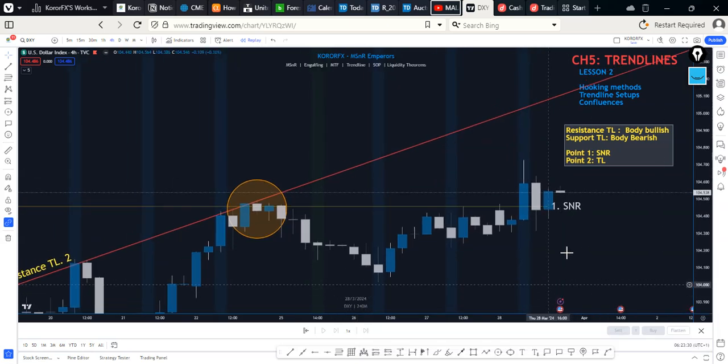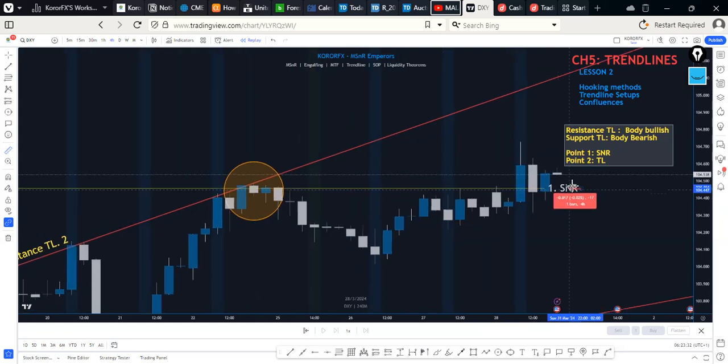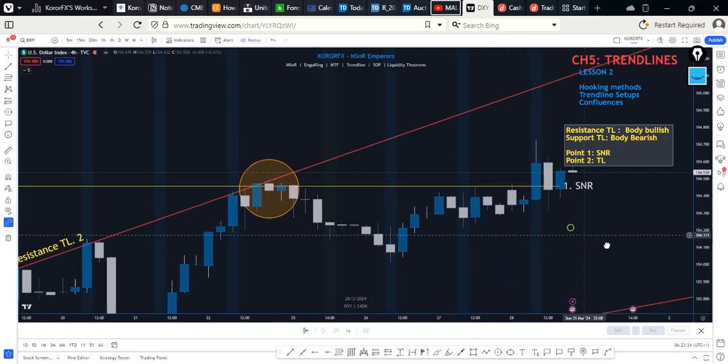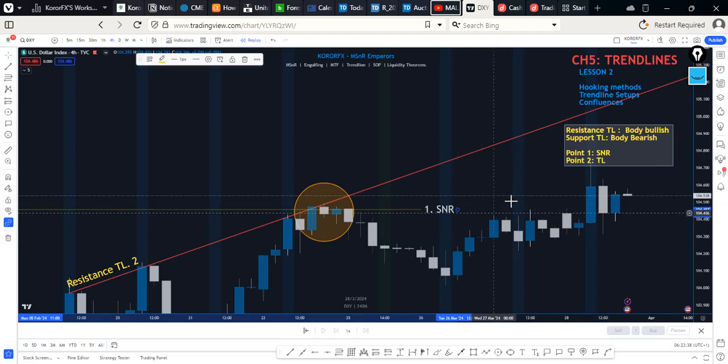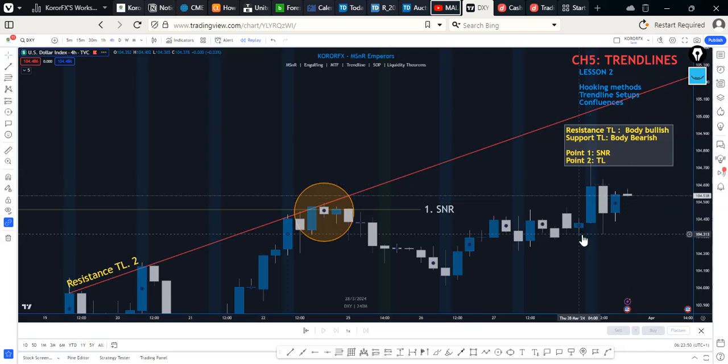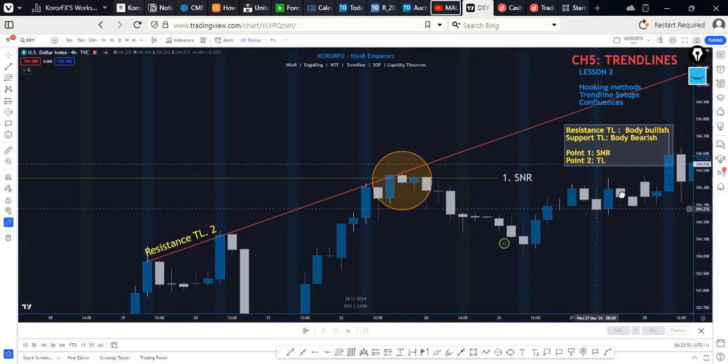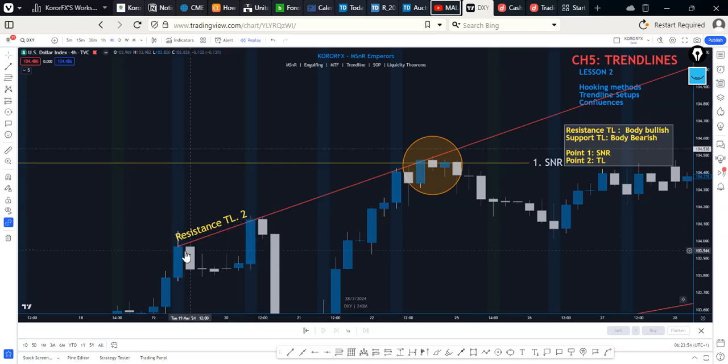So this is clear now. I think you really understand the hooking point. The hooking point is where we always focus on the body bullish and body bearish in order to find out exactly the support and resistance of the trend line. And the second option is the point, where we always focus on the bodies.